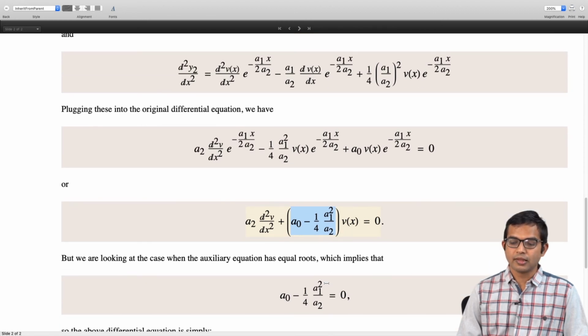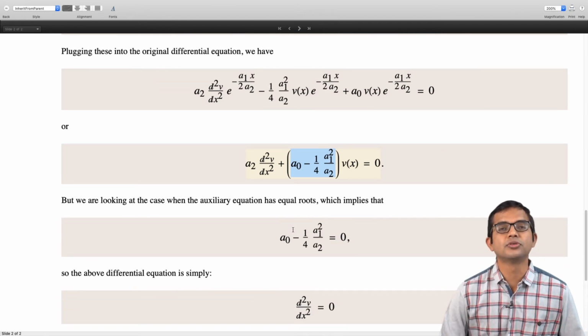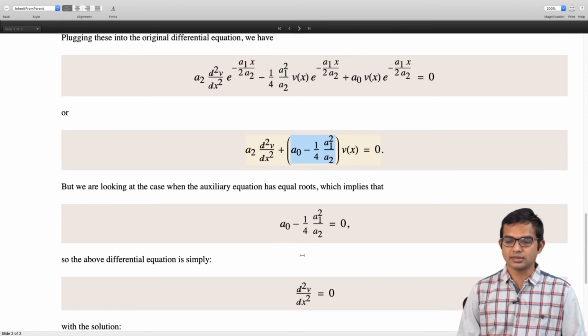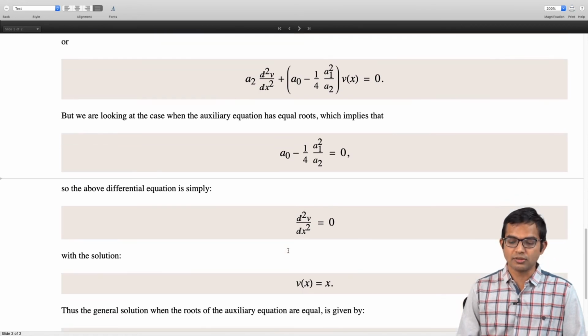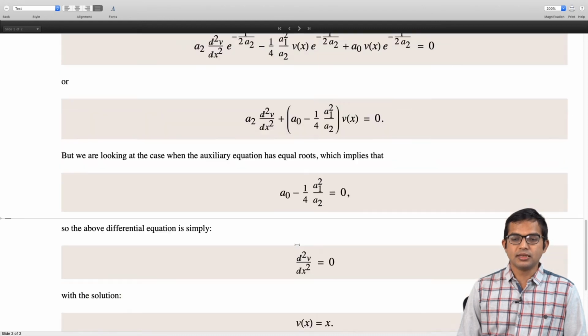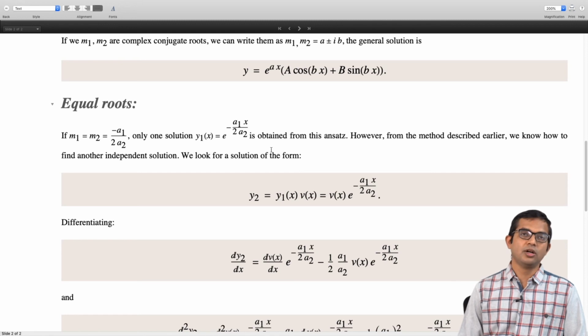Therefore we are left with just one term, so the equation is simply d squared v by dx squared is equal to 0, right? And the solution for this is completely trivial. It's just v of x is equal to x, which is already the solution which we have used. It's not a surprise because we have already seen that one solution is e to the minus a1 x by 2a2, and the other solution is x times e to the minus a1 x by 2a2, right?